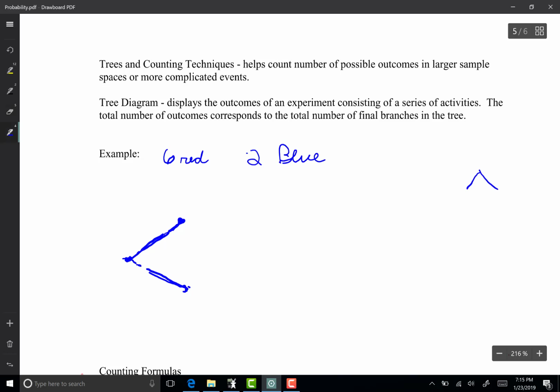we could draw a red marble, right? Or we could draw a blue marble. And then when we draw that red marble, since there's 6 red and there's a total of 8, the probability would be 6 over 8 of drawing a red marble. Does that make sense? And then the probability of drawing a blue marble is 2 over 8.